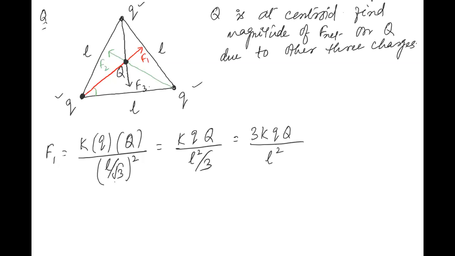Okay. Acha beta, without solving, can you tell me what would be the value of F2 and F3? Same. Because for F2, you will again take these two charges and the distance will again be L by root 3, right? And for F3 also, these are two charges and distance is L by root 3. Means F1 is equal to F2 is equal to F3, and all of them are equal to this force. Understood?